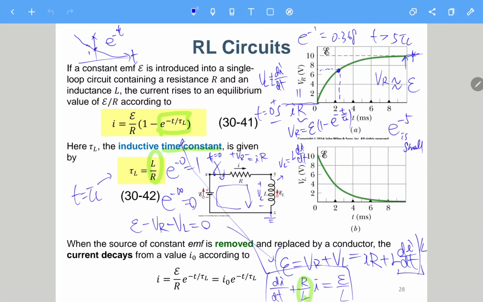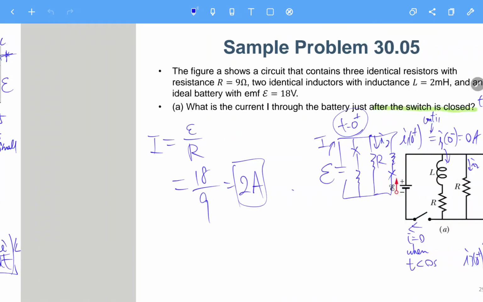Okay, when t tends to infinity, we will consider that I is a constant. So VL equals L di dt. As I is a constant when t is very large, di dt should be 0. So when t tends to infinity, VL should be 0. It's just like a short circuit.